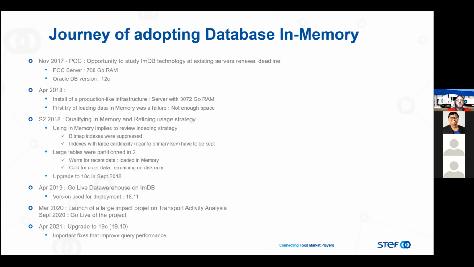And in September 2018, we migrated to version 18C. Our go-live of in-memory in production was done in April 2019, and the version used for deployment was 18.11. So at that time, we took the star schema we have, and we put it in memory with the refining I just mentioned.